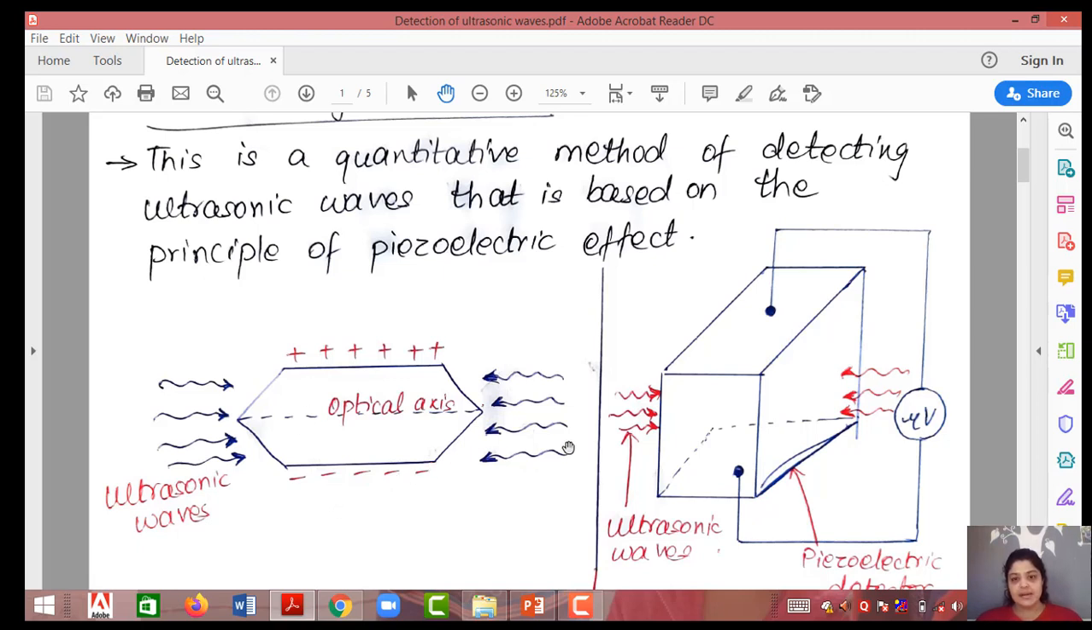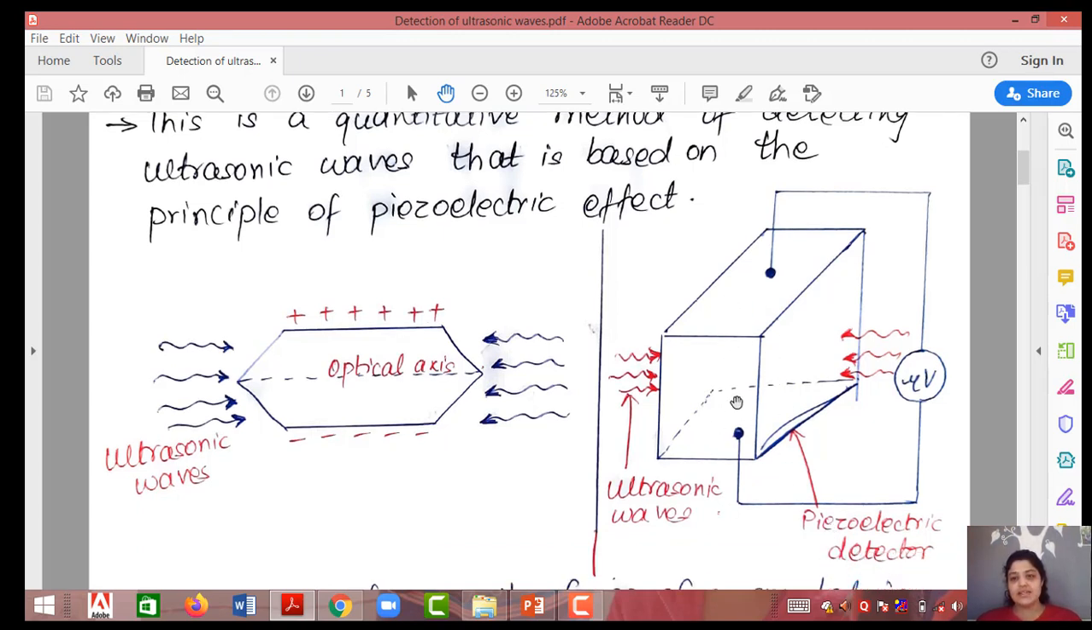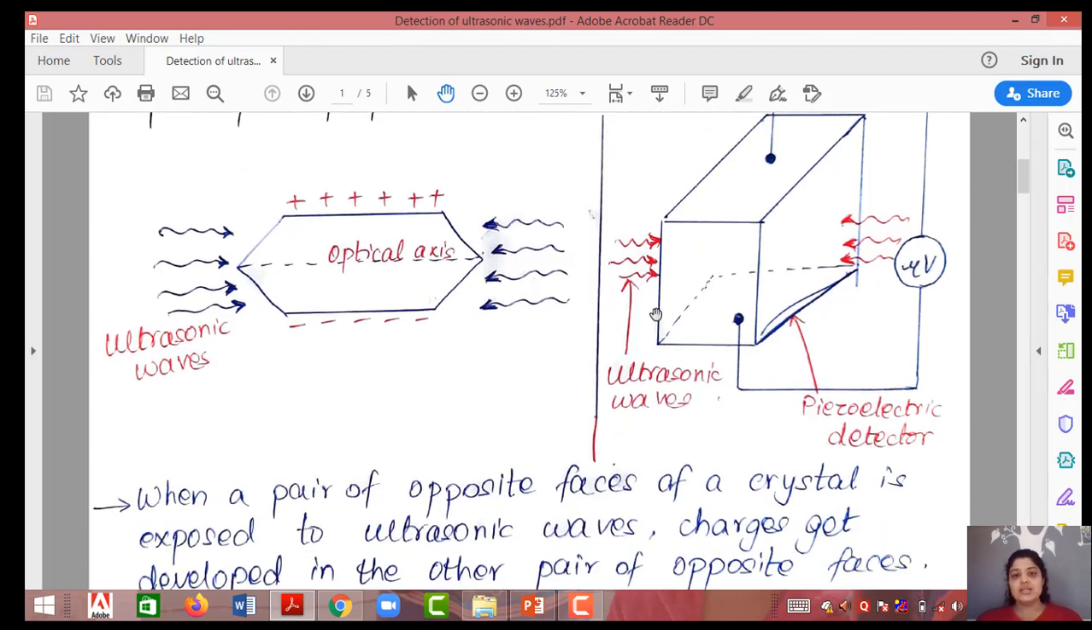So what is done in the method: suppose this is a piezoelectric detector which has a piezoelectric crystal in it. You place this detector in a medium where you suppose that ultrasonic waves are there. When the ultrasonic waves strike one pair of opposite faces of the piezoelectric crystal, on the other two opposite faces we get charge, and if we connect those faces through a microvoltmeter, we can measure the voltage which is developed because of the charge. So this is the basic method used for ultrasonic wave detection.